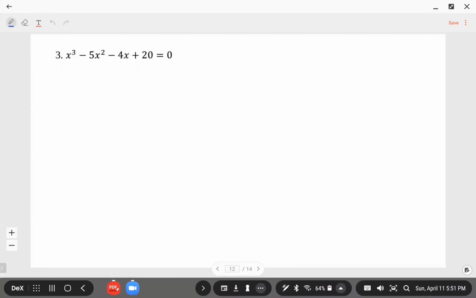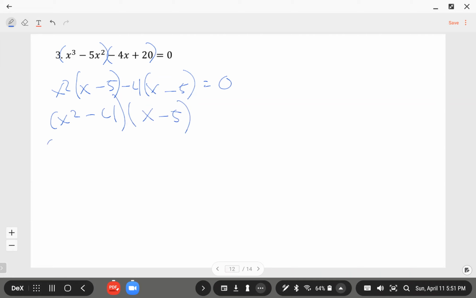A cubic equation. So now let's go here. Let's just solve by grouping first. And then what do we get? So after you get that, you have x squared minus 4, difference of squares. You can use difference of squares here. So x plus 2, x minus 2, x minus 5, and x equals plus or minus 2 and 5.